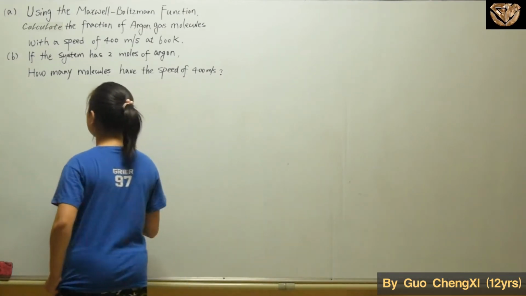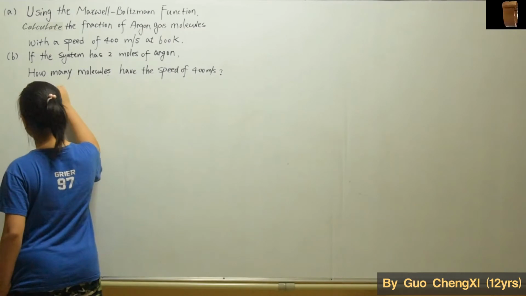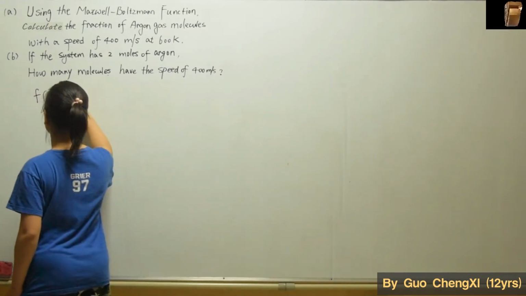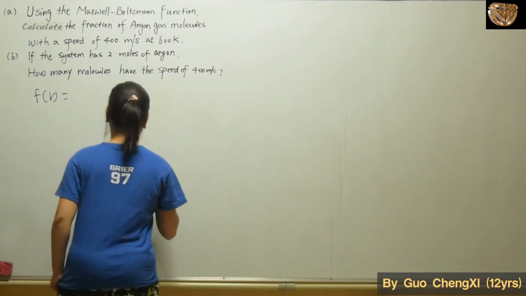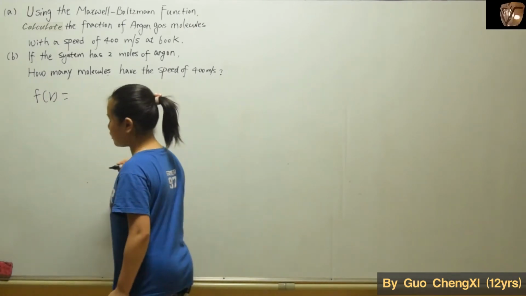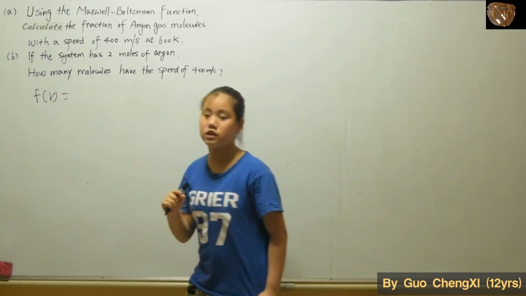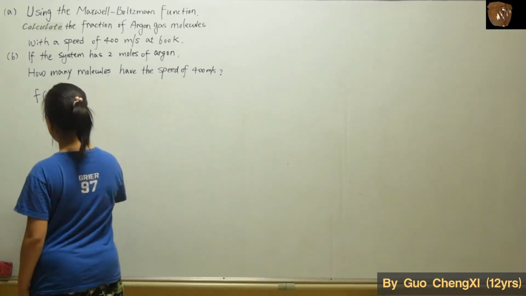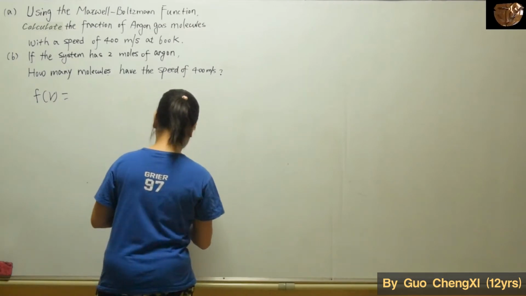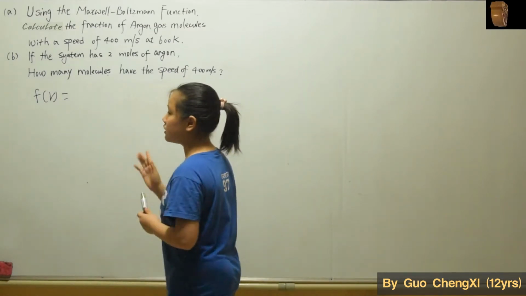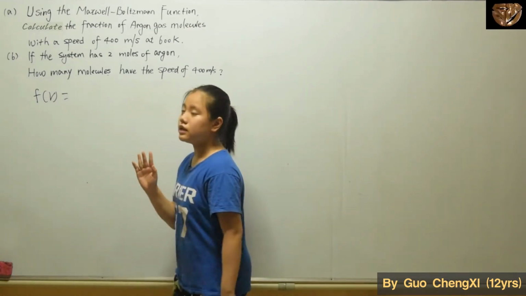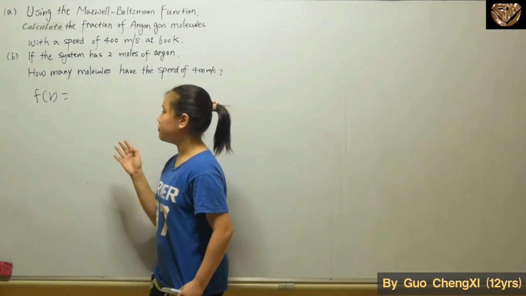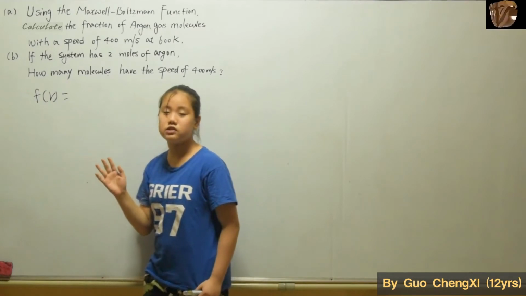So first, it is f(v). The f(v) basically represents the PDF. PDF is probability density function, okay? So what does f(v) equal to? Also take note that this is one dimensional, so in this part of the video there won't be Vx, Vy or Vz.